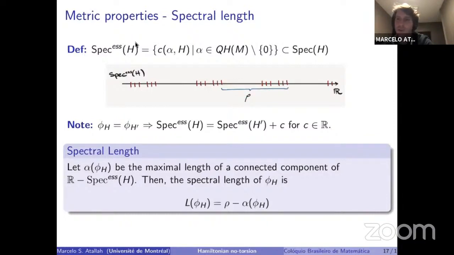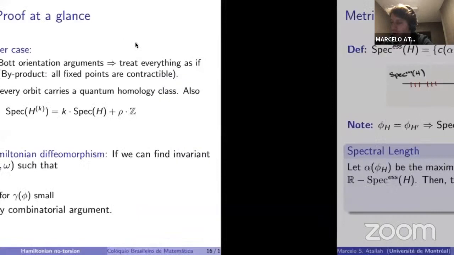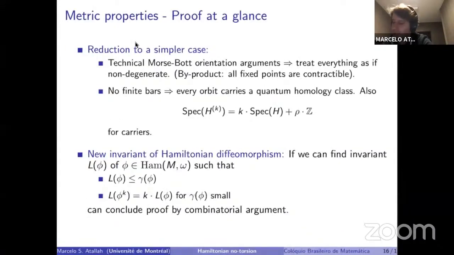And this is an invariant because of this observation here. When we have two different Hamiltonian functions which generate the same Hamiltonian diffeomorphism, then their essential spectra coincide up to a constant shift. So of course, the length of these connected components won't change just by shifting this picture around. One can then show fairly easily that it satisfies both of these properties.